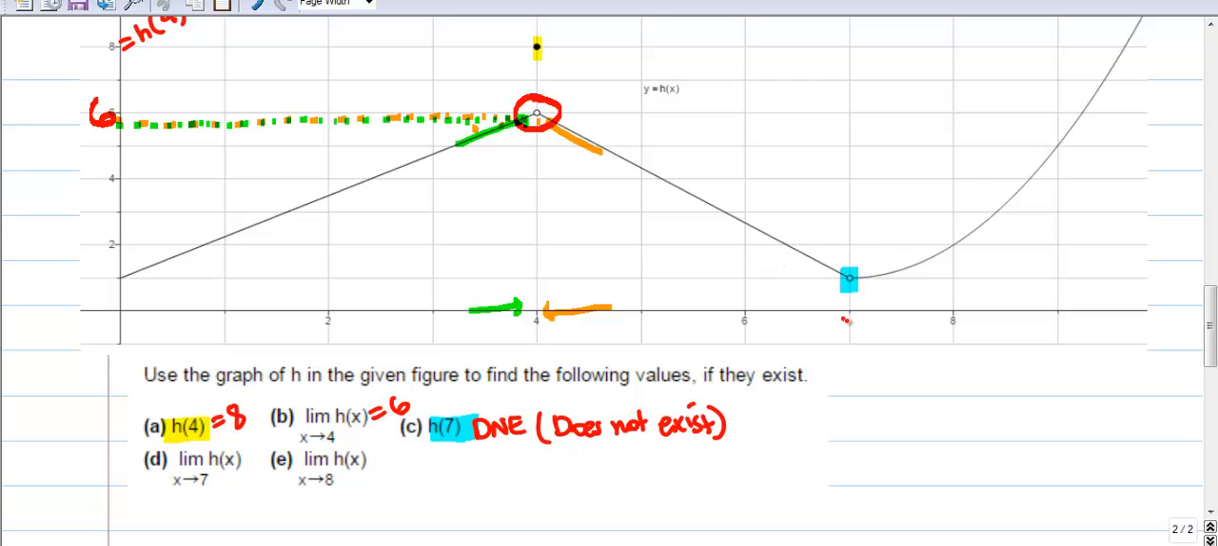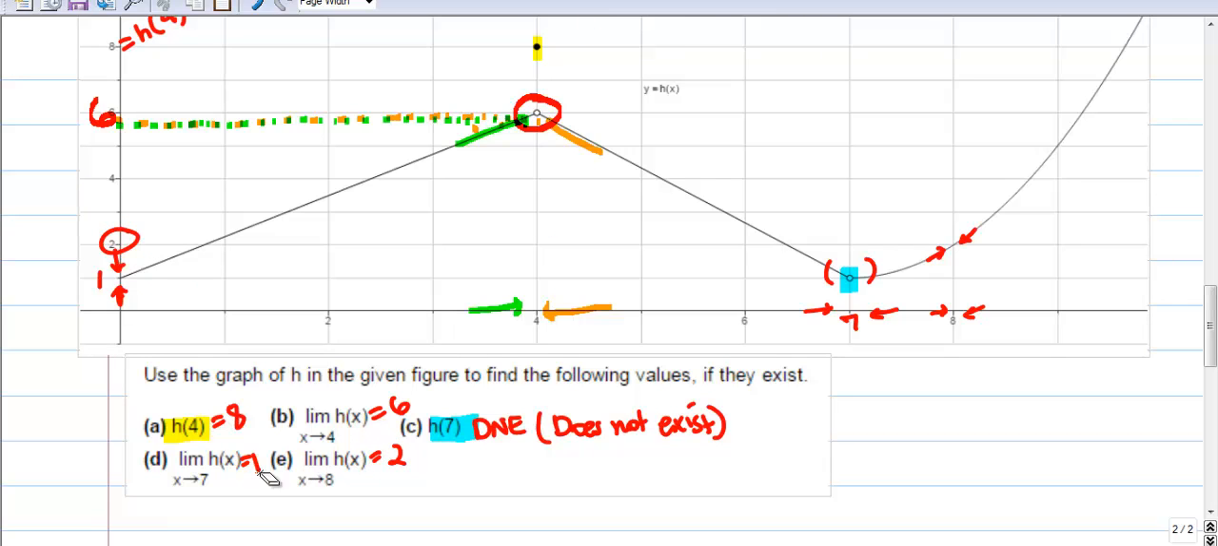Same game with 7. Here's 7. If you come back and look, as you approach from either direction, as you're coming in close here, both of those approach 1. And then for the limit at 8, it actually equals it there, but as I'm approaching here, those y values will be approaching 2. So it doesn't matter whether it's defined or not. It just matters whether it's meeting up on both sides as you approach it. That's a good way to think about it.